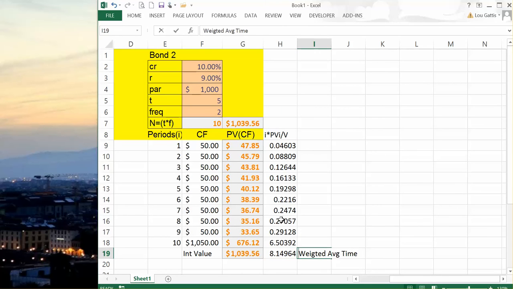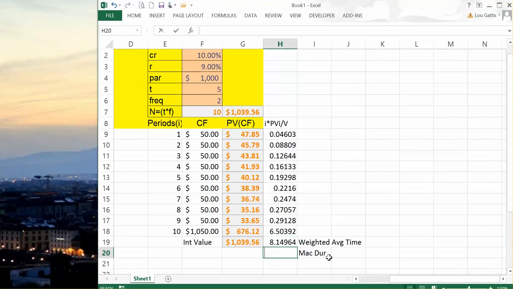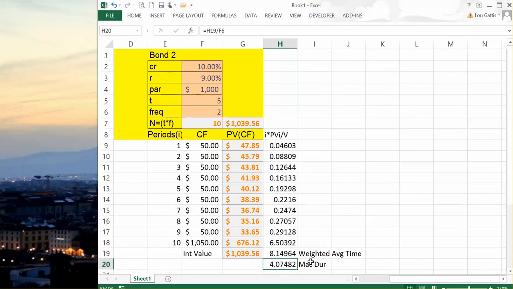Now this is not the Macaulay duration, since these are 6-month periods. To get to the Macaulay duration, I then need to take my weighted average period and divide by the frequency. So I'd say this bond has a 4.07 year Macaulay duration. In other words, I get a little bit of money in years 1, 2, 3, and 4, and then a big part of the money in year 5. On average, we get our money back in 4.07 years.